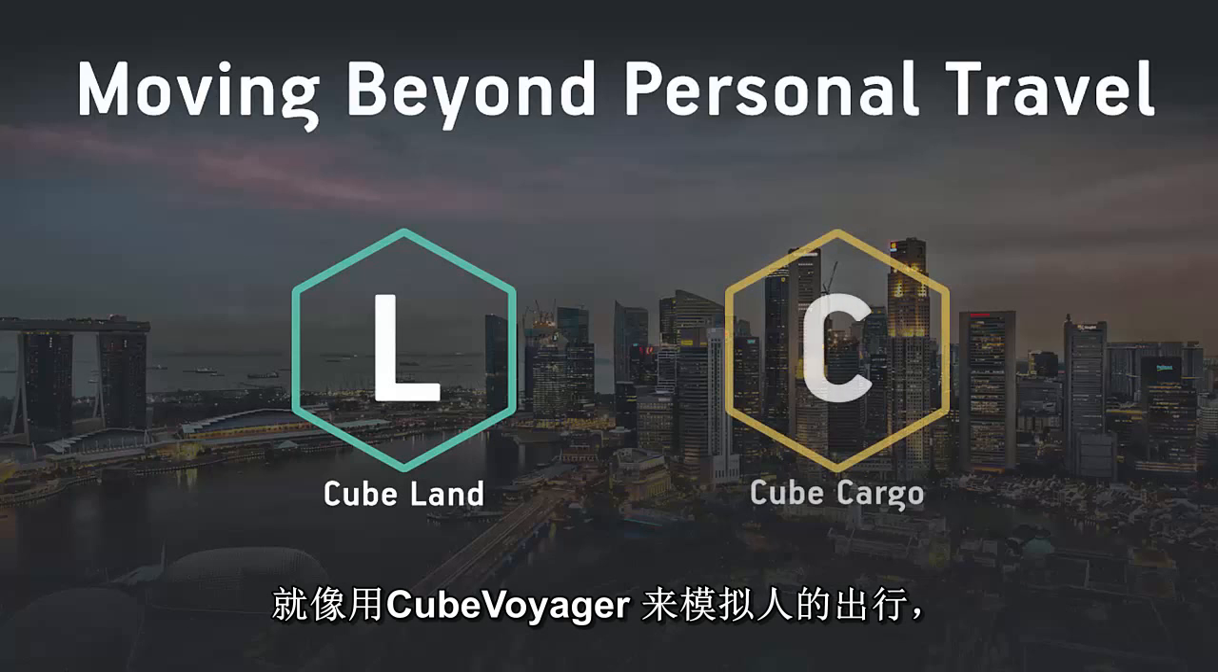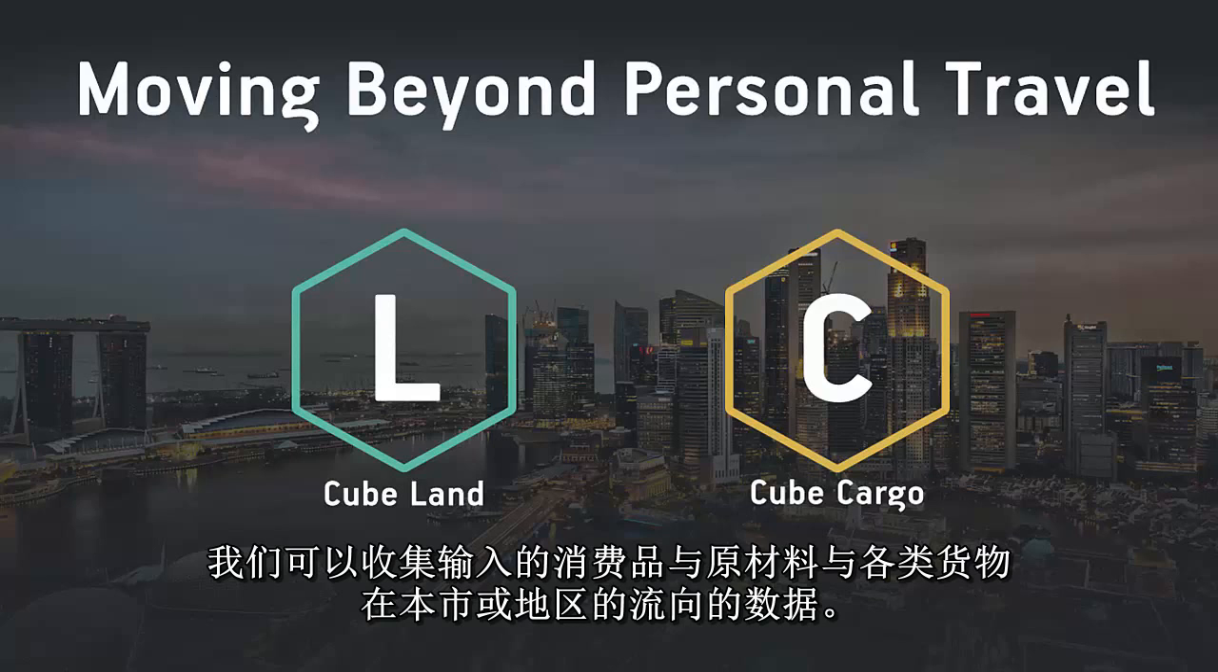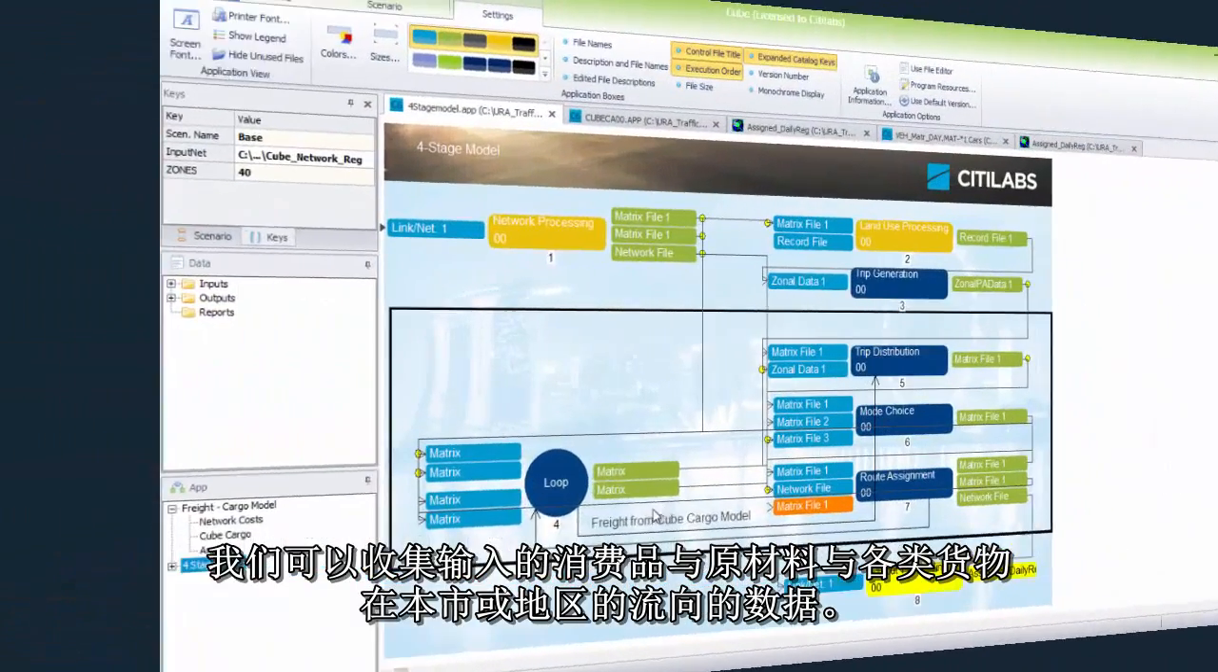We can also model the movement of freight using Cube Cargo, just as we're modeling the personal travel using Cube Voyager. We can gather information on the commodities that are being imported and then consumed through manufacturing process or the retail sales of goods, and model these commodity flows throughout the city or a larger regional area.